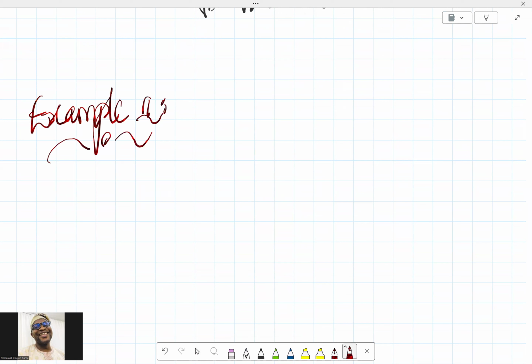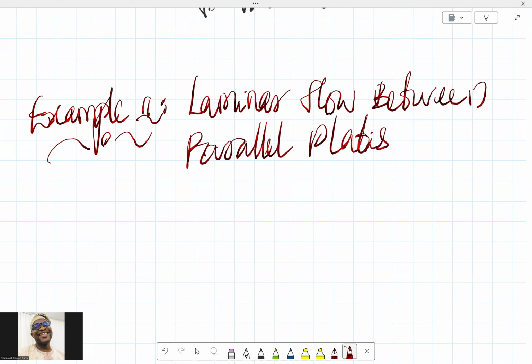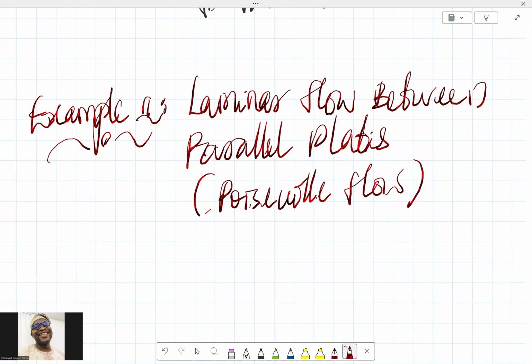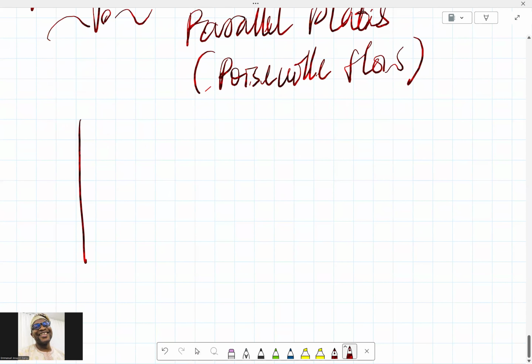For example one, we are talking about laminar flow between parallel plates, and that is what we call the Poiseuille flow. So you have parallel plates and you have very gentle flow in between them. You have plates like this and gentle flows in between them like that.